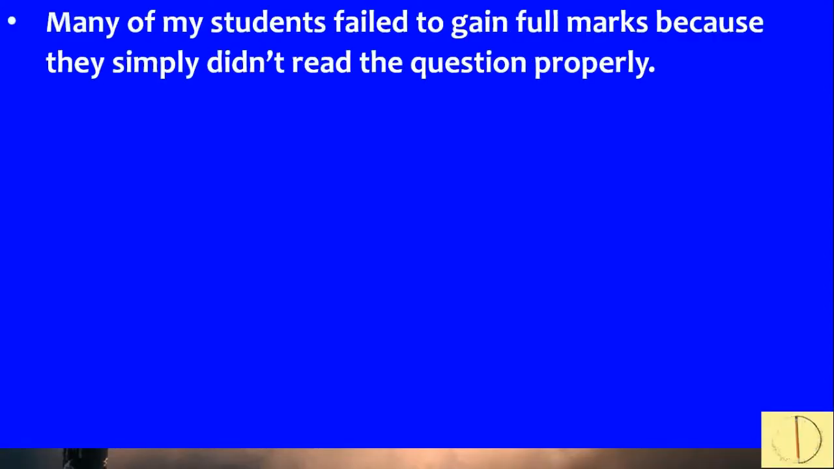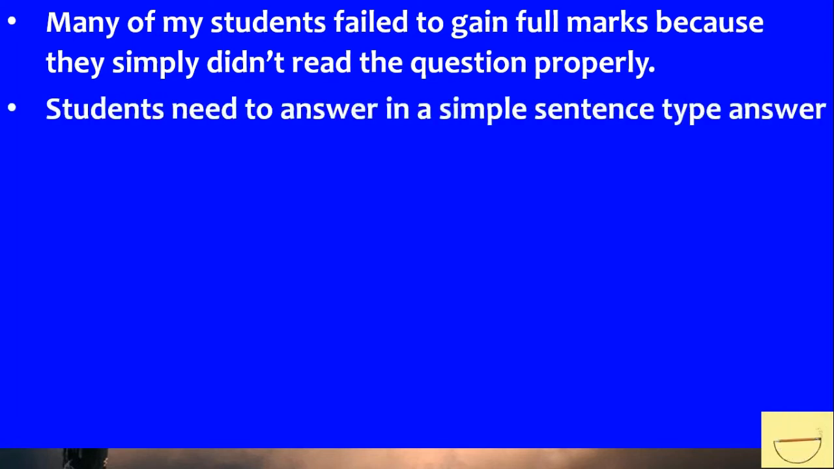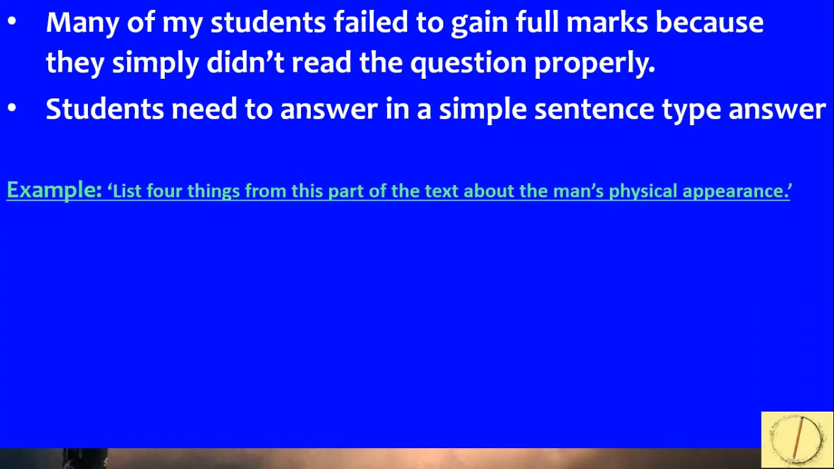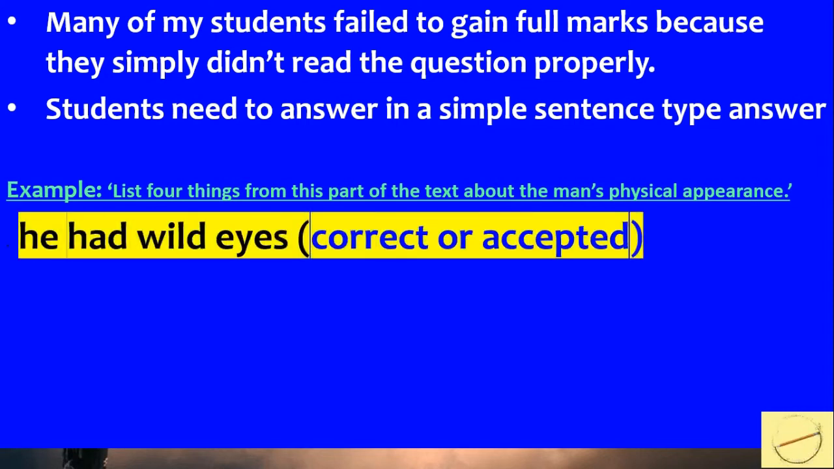Many of my students fail to gain full marks because they simply didn't read the question properly. Students need to answer in simple sentence type answers. Example, list 4 things from this part of the text about the man's physical appearance. He had wild eyes. You would get a mark for that.